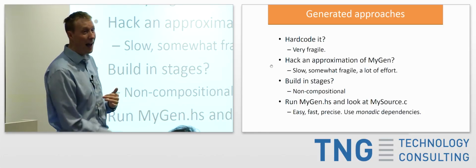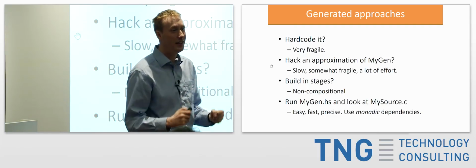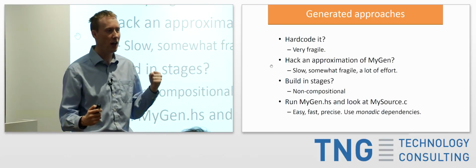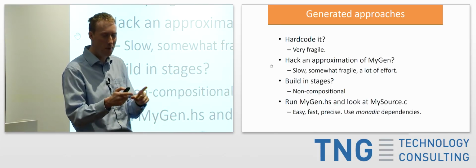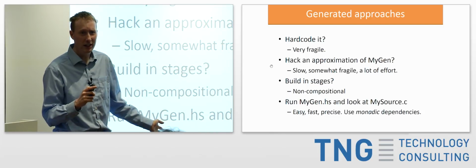Or I can try and hack an approximation of my gen. Maybe I know if I see the XML element city in it, then that means it includes city.h. So I can kind of half reverse engineer the header part of my gen and bake that into my build system. This isn't looking good.